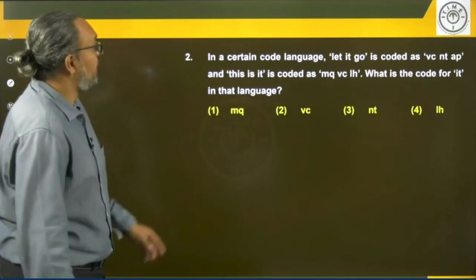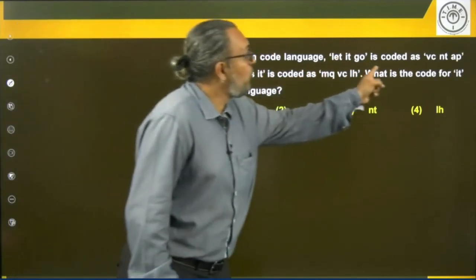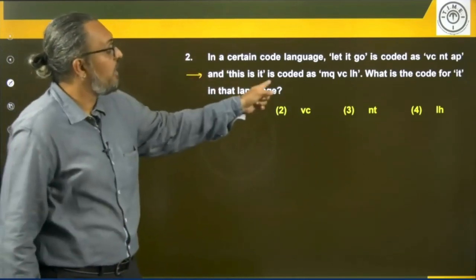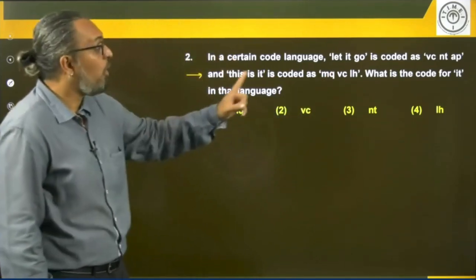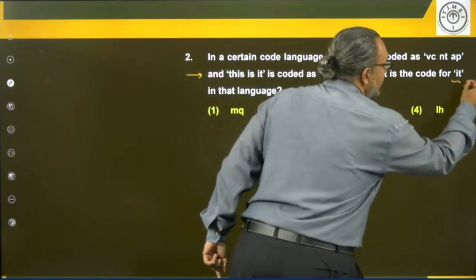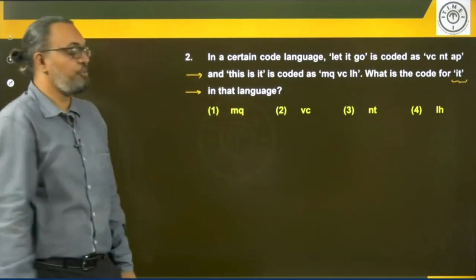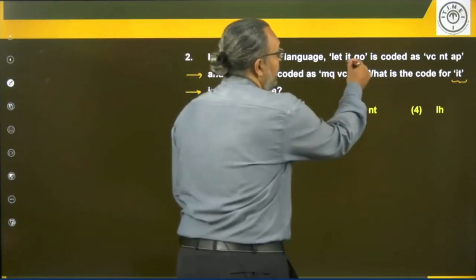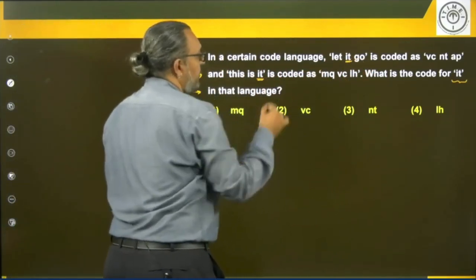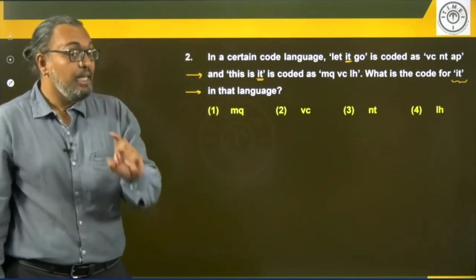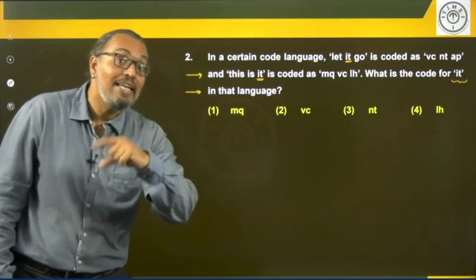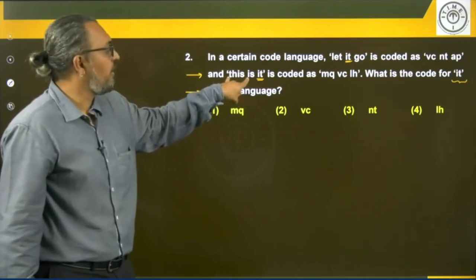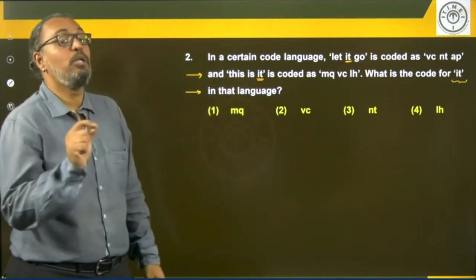Next. In a certain code language, let it go is coded as VCNTAP, and this is it is coded as MQVCLH. Then what is the code for it in that language? Okay, now check where it is. Now it, as you can see, is available here and is also available here. It is repeated. Now immediately you have to ask the question, are there any other words that are repeated? Now check let and go. Are they repeated here? Let and go? No. That means it is the only word that is repeated.